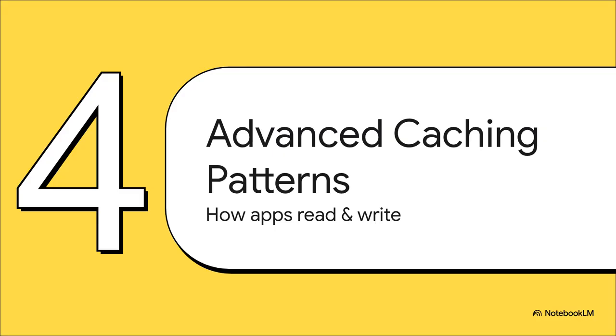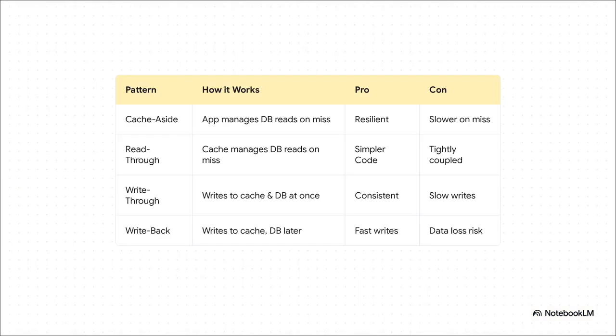Okay, so now we know how a cache decides what to kick out. But that's only half the story. The other half is, how does our application actually interact with the cache? How does it read and write data? This gets into some really cool architectural patterns. So let's break down these 4 common patterns.